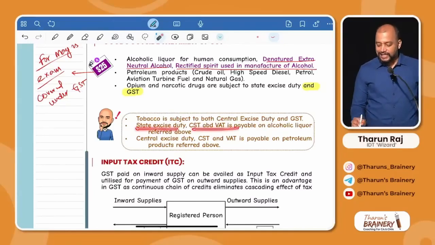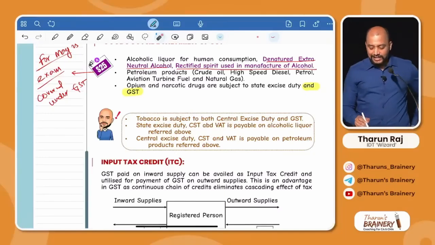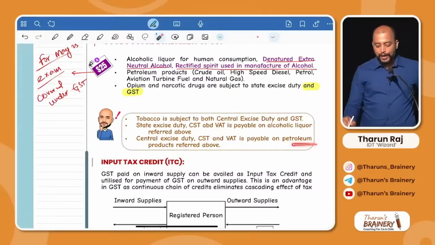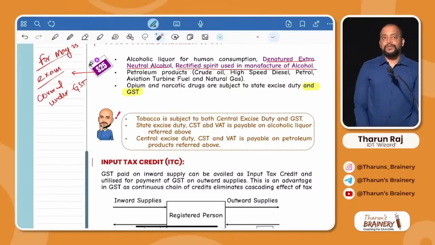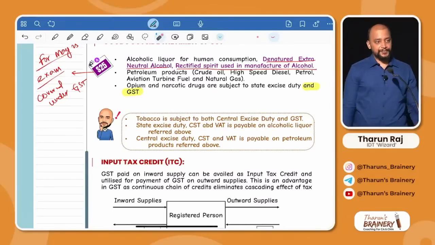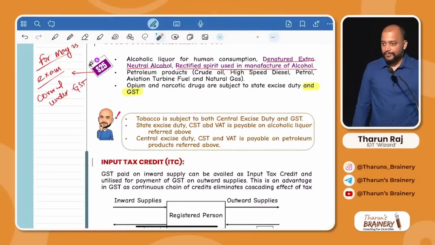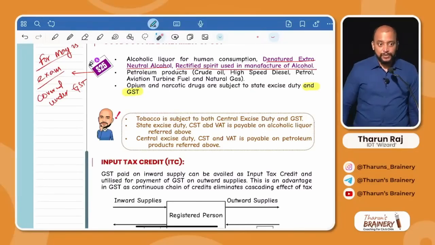State excise duty, CST and VAT is payable on alcoholic liquor referred above. And central excise duty, CST and VAT is payable on petroleum products referred above. Now tell me, on alcoholic liquor for human consumption, at present, what are the taxes that we need to pay? State excise duty, then central sales tax and value added tax. Whenever manufacture happens, they need to pay state excise duty. When sale happens, they need to pay CST or VAT. If it is interstate sale, CST. If it is intra-state sale, value added tax.